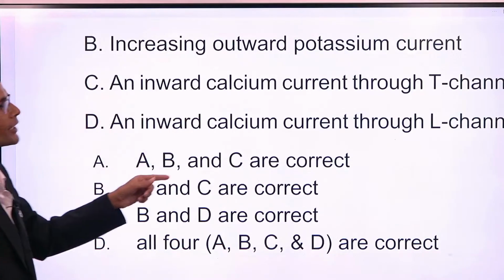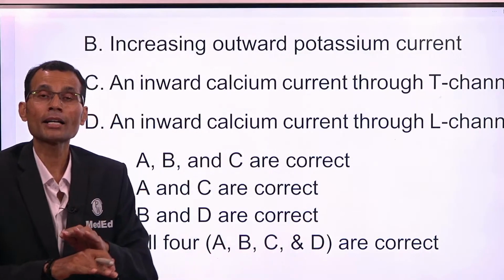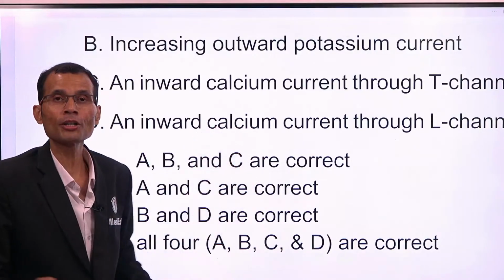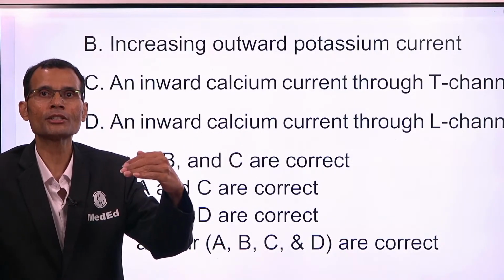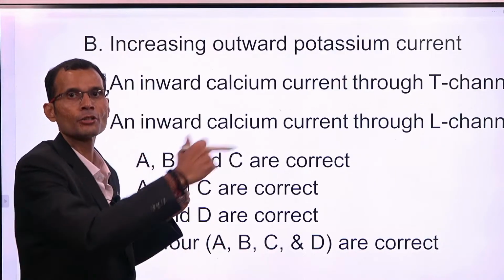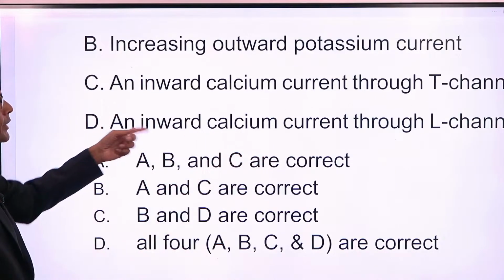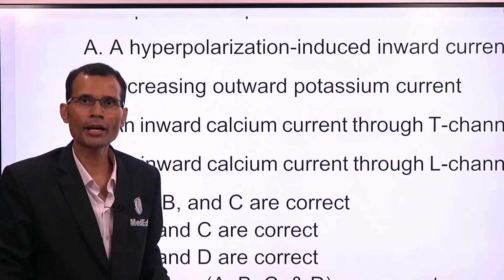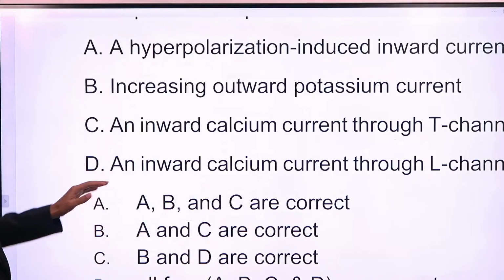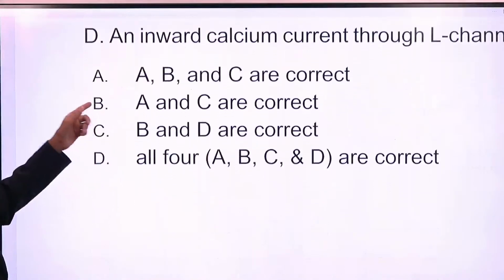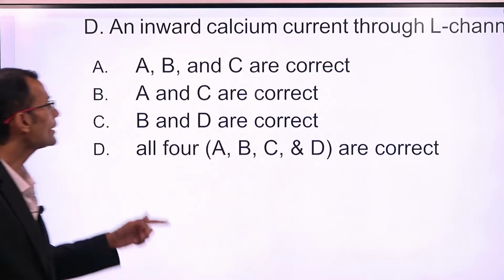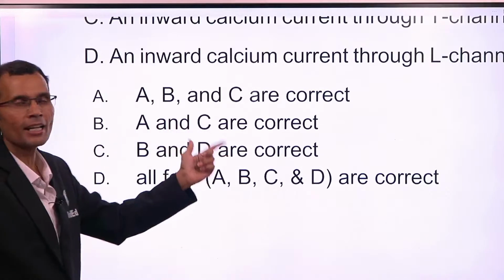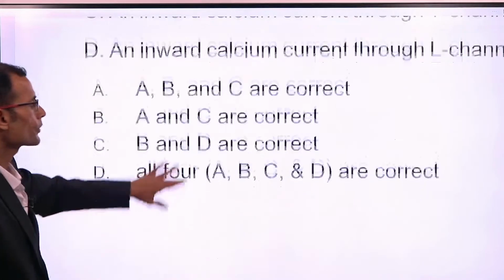And an inward calcium current through L channels, although this causes depolarization to be completed, is not involved in the pacemaker potential that we saw, from repolarization to the next threshold. Therefore only A and C are the currents involved, so the correct answer should involve A and C, and therefore the answer is A and C, that is B. It means option B, in which A and C are correct, is the right one, okay.